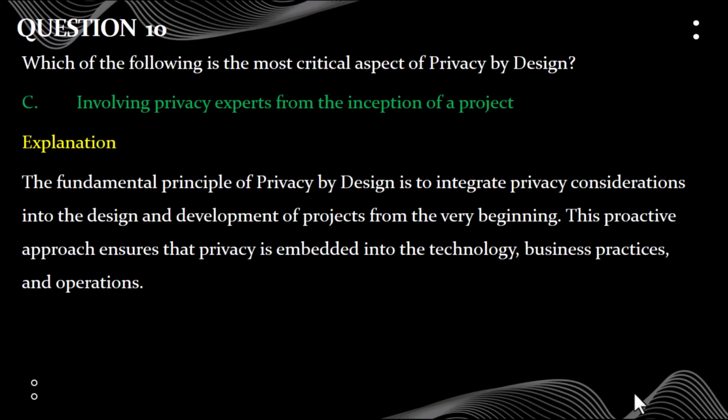So, the fundamental principle of privacy by design is to integrate all the privacy considerations into the design and development of projects from the beginning. So this proactive approach will ensure that privacy is embedded into the technology, business practices, and operations of the business.